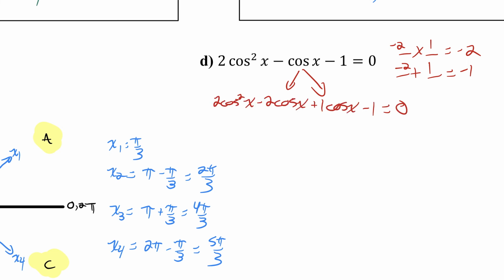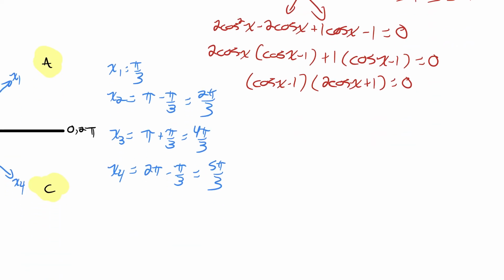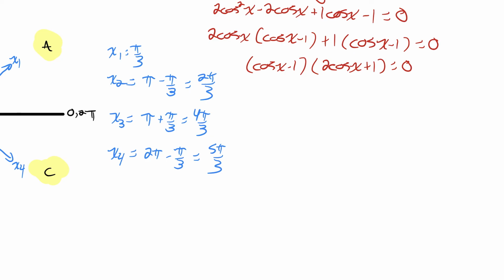Now I factor by grouping. The first 2 terms I take out a 2 cos x, and I get cos x minus 1. The last 2 terms I take out a 1, and again I get cos x minus 1. So I have the common binomial of cos x minus 1, and my second factor is 2 cos x plus 1. And now I have to solve when each of these factors is equal to 0. So when is cos x minus 1 equal to 0? And when is 2 cos x plus 1 equal to 0?